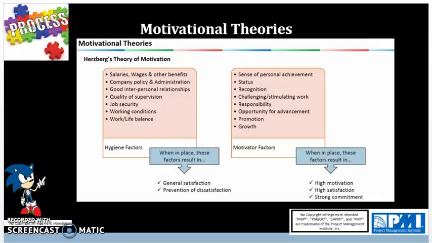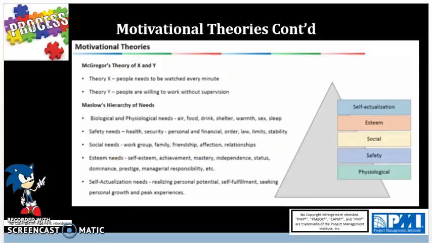Next, you have McGregor's Theory X and Y. Theory X is nothing but a manager that micromanages their people and watches people every minute, and it is not a recommended style in project management because you face a lot of hostility from your team members and they won't cooperate with you. Theory Y is open collaboration, an independent working style with minimum supervision. Generally, Theory Y managers achieve project success versus their Theory X counterparts.